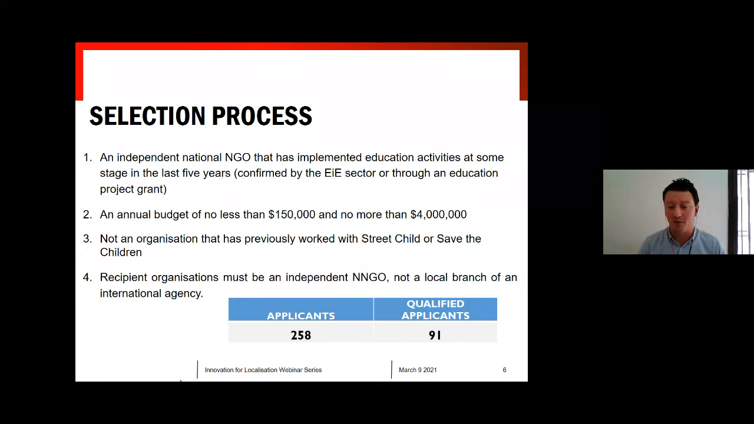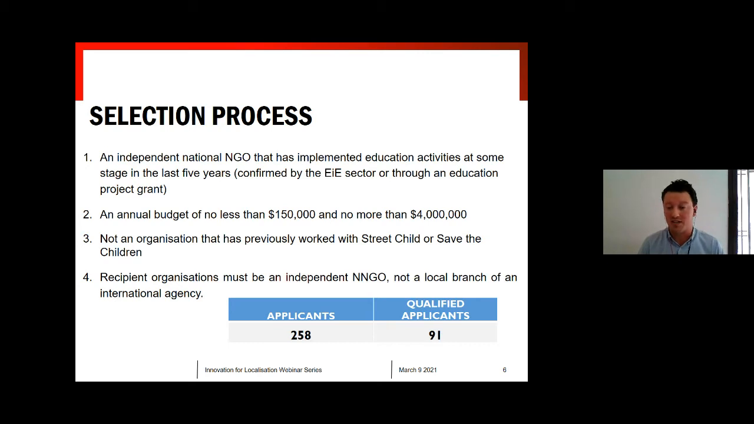Finally, we didn't want to influence the local partner and how they spent money, so we agreed with SAVE that we wouldn't have an organisation that had previously had a relationship, either funding or a capacity development relationship with Save the Children or Street Child. And then finally, there are some occasions when a national NGO is effectively a branch of an INGO, and we also excluded those.